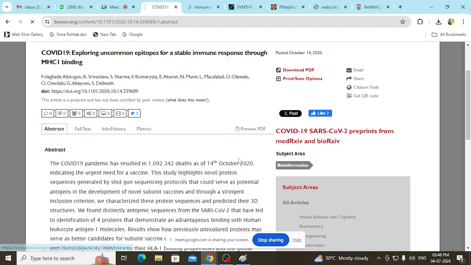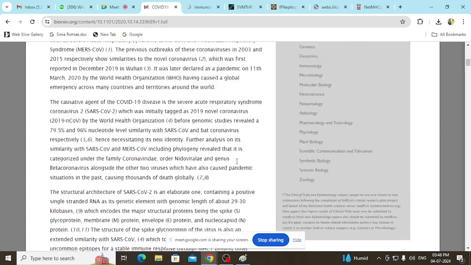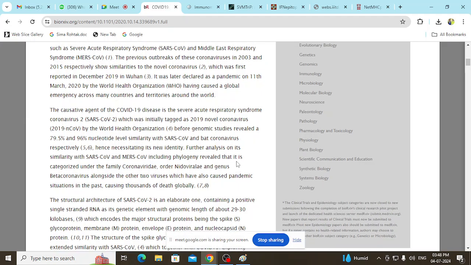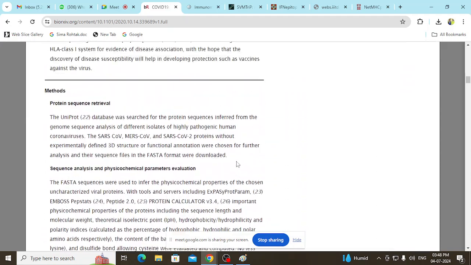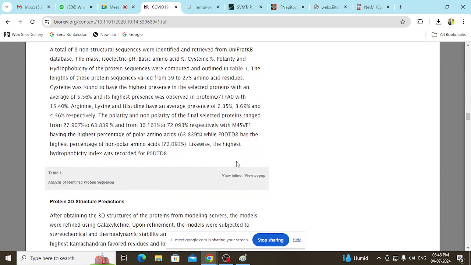So this is the full text. We'll just see what exactly is there, so that it could give you a good idea. So this is the introduction where we have spoken about how COVID-19 has originated. Then we are talking about the protein sequence. I will show you some figures.